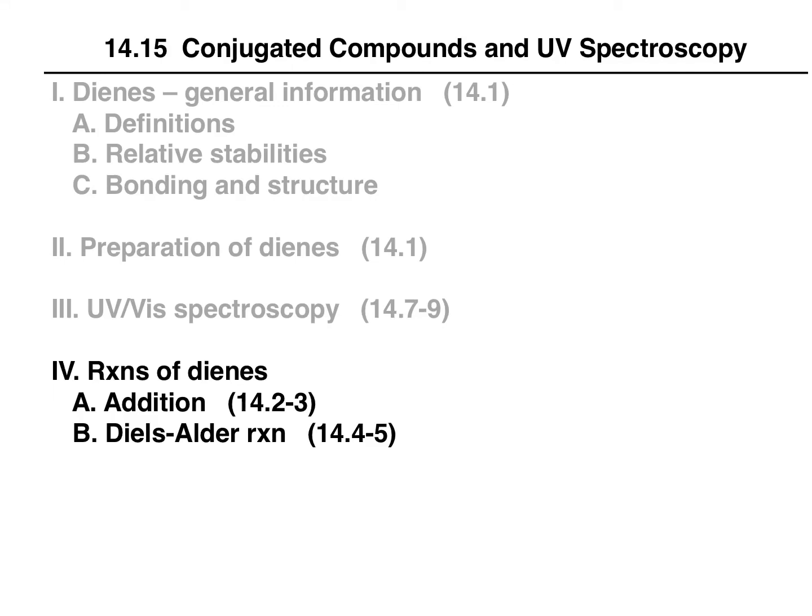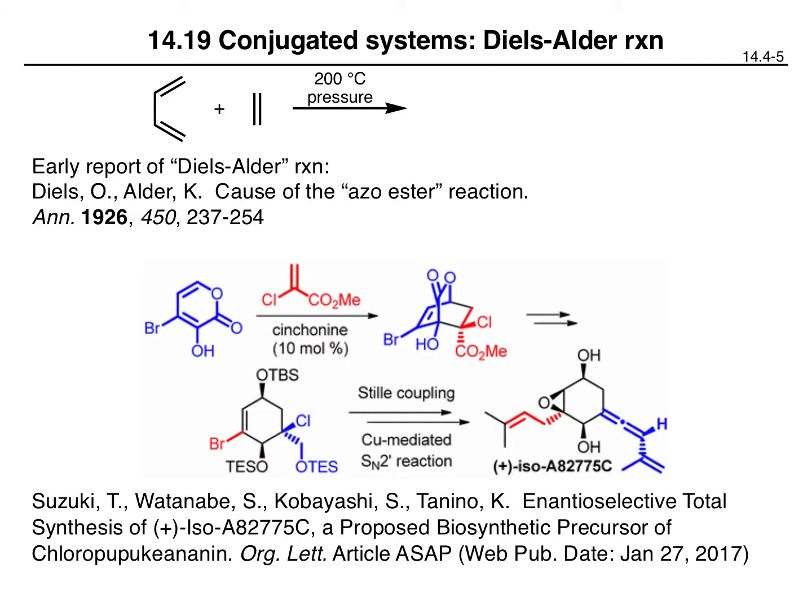In our last video, we looked at some addition reactions of dienes, which are essentially analogous to addition reactions of alkenes. In this video, we're going to take a look at a reaction that is special to dienes called the Diels-Alder reaction. One of the earliest reports of the Diels-Alder reaction is from 1926. In this reaction, we have a diene, a conjugated diene, reacting with another species that is called a dienophile, and it gives a cyclic product that looks like this.